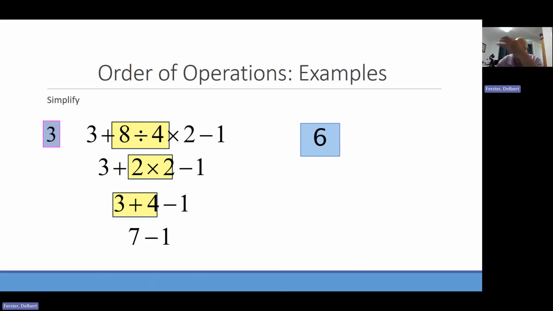So order of operations, be careful, be careful. Divides can be done before multiplies, right? Subtracts can be done before adds. It depends on the order in which those processes are met when you're processing from left to right.